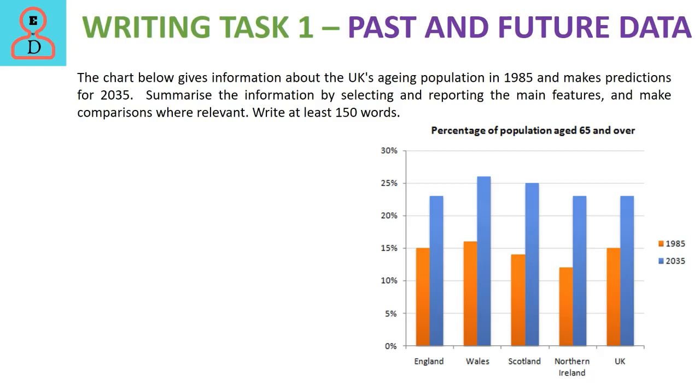Let's look at the task we are going to solve in this video. The bar graph gives information about population belonging to age group 65 and above for the UK and its 4 countries.